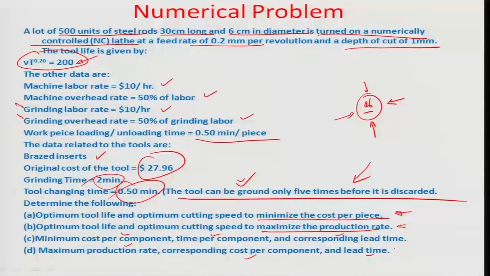So, we start by using the formulation that we learnt earlier in this particular case, and the first thing we need to gauge here is the optimum tool life and optimum cutting speed to minimize the cost per piece.